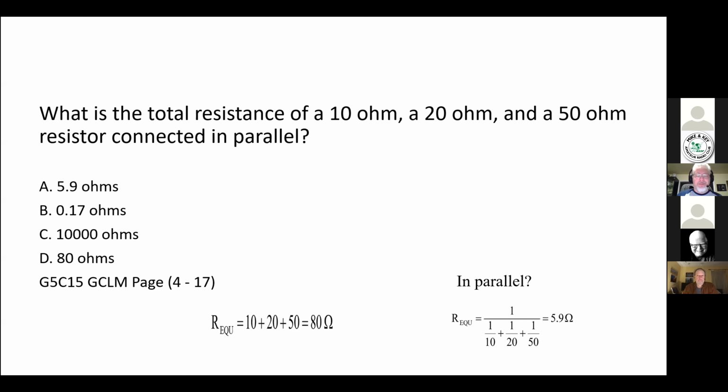Okay, so we're playing Jeopardy where you have to ask the question. Get the answer first and then ask the question. What is the total resistance of a 10 ohm, a 20 ohm, and a 50 ohm connected in parallel? Like everybody said, it's got to be lower than the 10 ohm, but close to 10 ohm. So B is definitely not there. It's got to be the A.